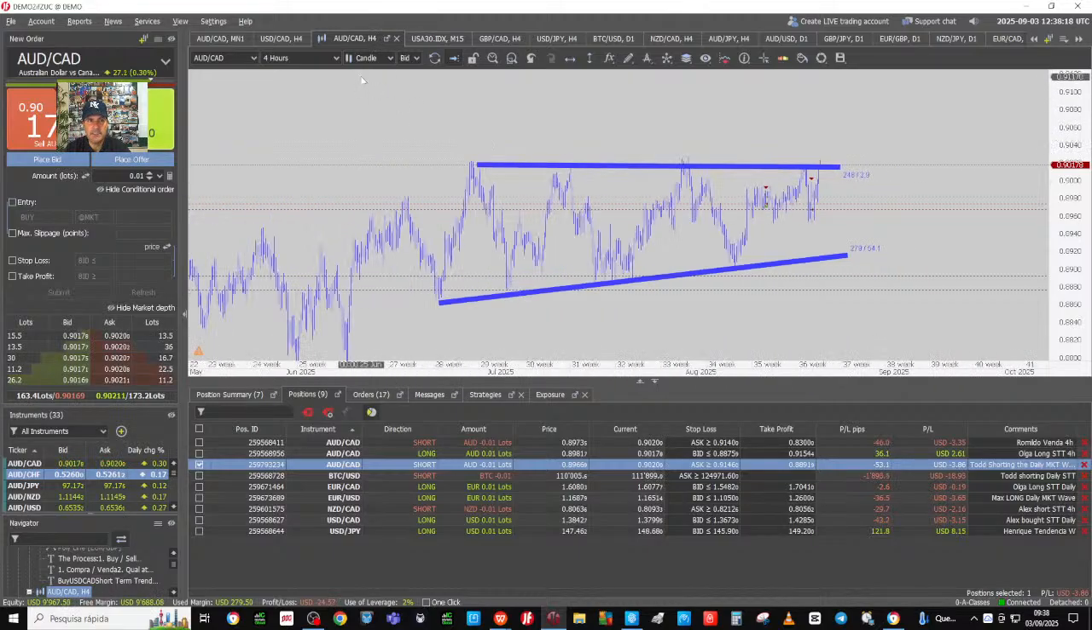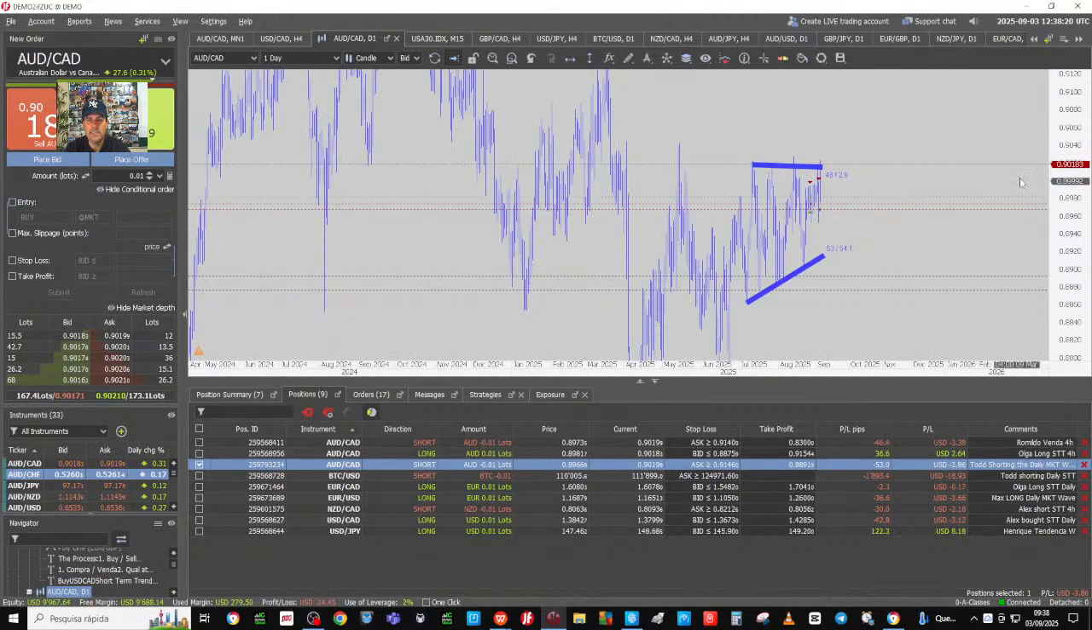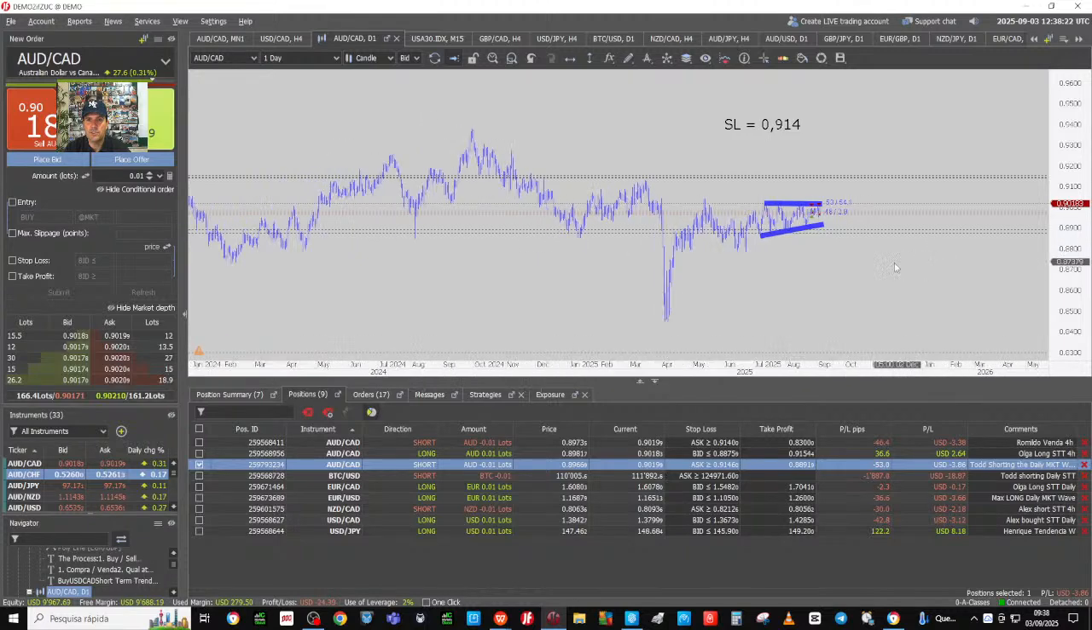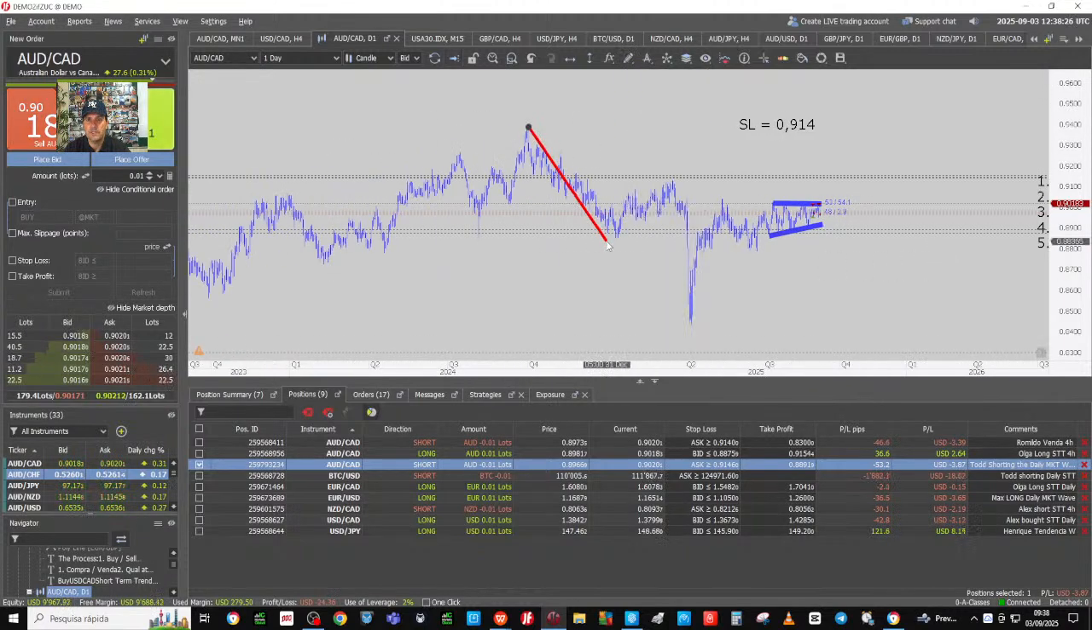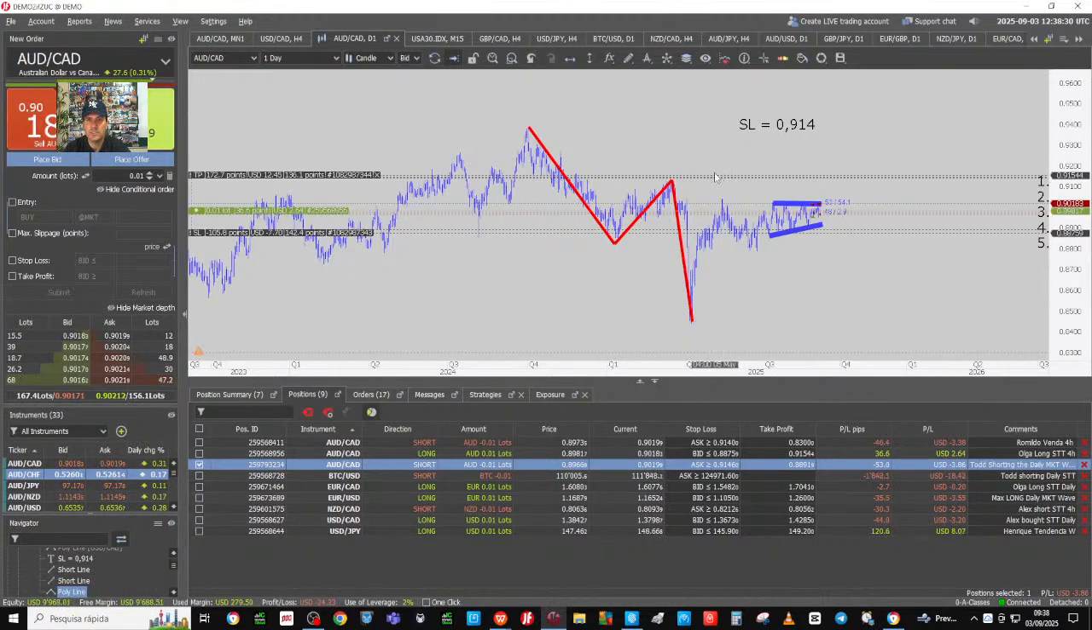AUD CAD, give me a second, everybody, from 4 hours to the daily. Todd is shorting the daily market wave, which is extension, retracement, extension, right? So this is the stop loss level of most of the traders. Forex Course 101, good job.